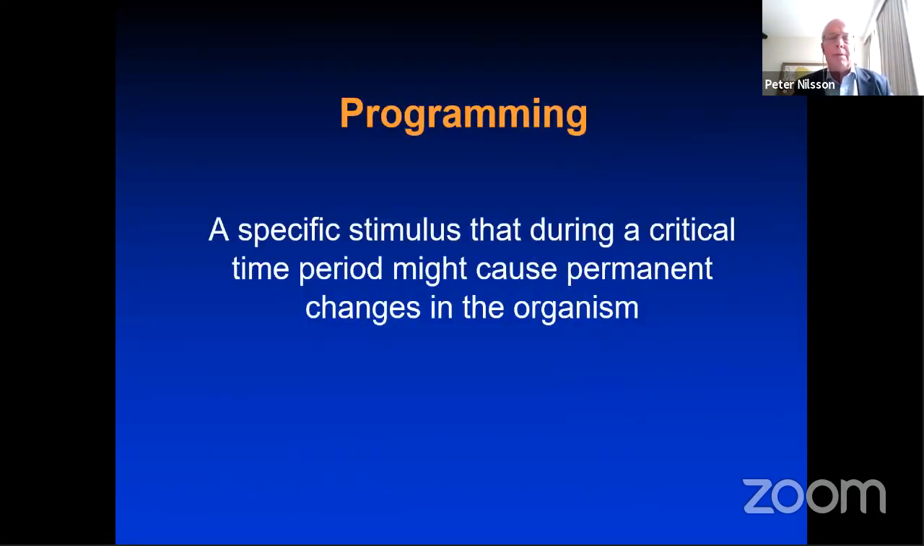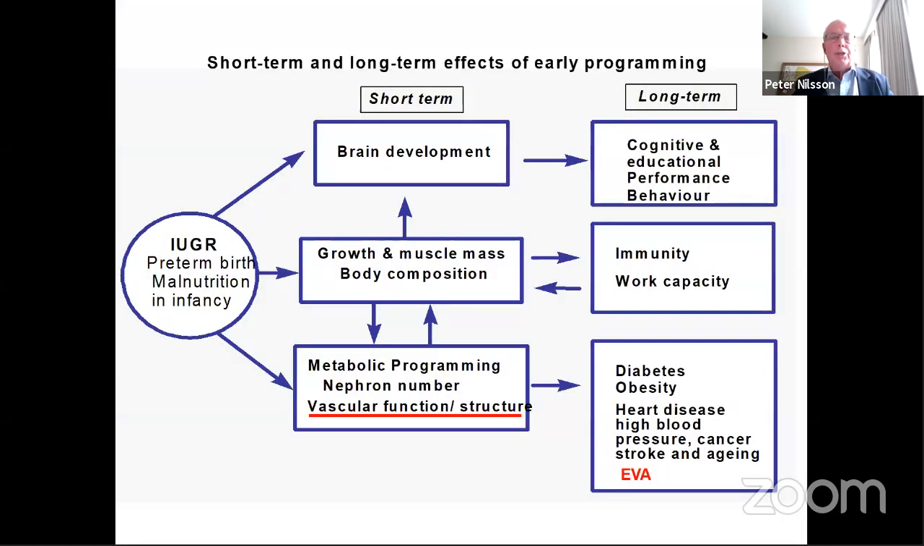This is the definition of programming, not only restricted to in utero or early life, but there might also be other time windows, for example, around puberty, that could be of importance for programming of organ function and thereby adult cardiovascular risk. A schematic view here on the relationship between early life factors to the left and the short-term and long-term consequences. So that could be short-term influences on vascular function and structure, even on nephron number and metabolic programming. But in the long run, this could relate to also vascular aging.